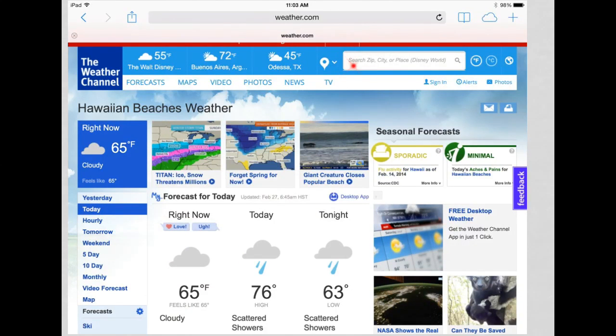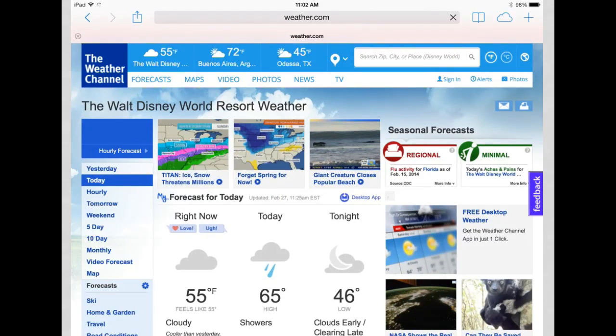Now I went and typed in this one. I've gone to Walt Disney World. Okay, it's 11:02 our time. Their time, or when this was updated, was 11:25 a.m. And right now it is 55 degrees Fahrenheit and cloudy. They actually do have a chance of showers today too.